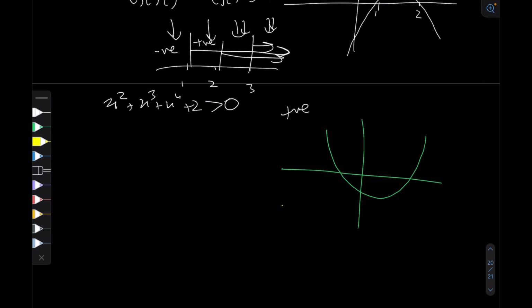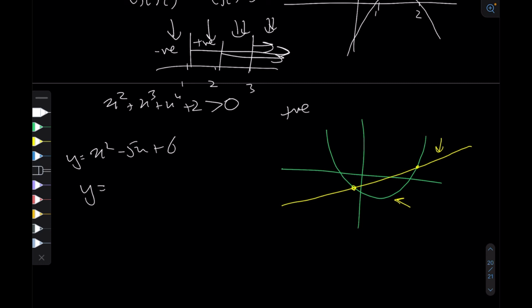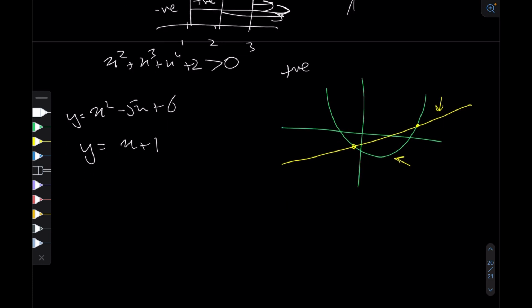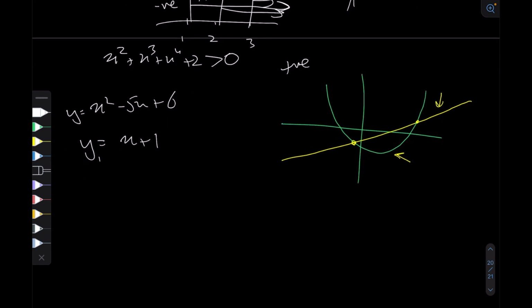Now one more thing that comes under it is, let's say I have this curve, and let's say I have this line, right? And of course it will intersect at some point, and I want to find the values of x for which this curve is beneath this line, right? So let's take some example. Let's say x squared minus 5x plus 6, the same example. This is our curve, our line, let's say x plus 1, and I want to find, let's say this is y1, this is y2, and I want to find the values for which y1 is less than y2.